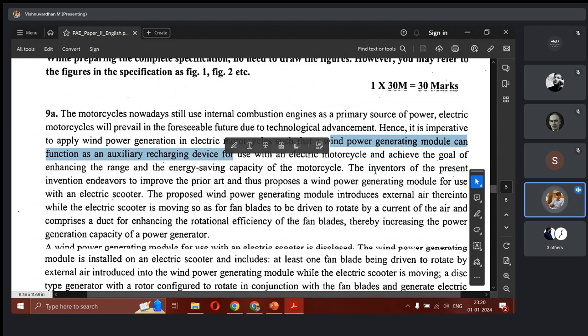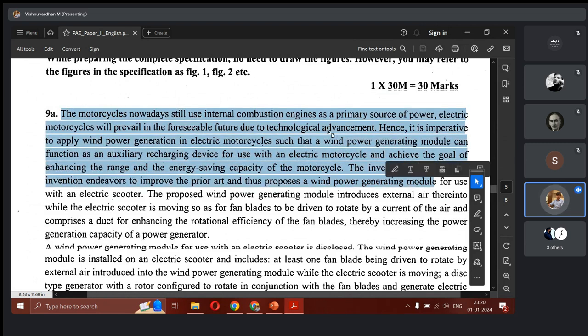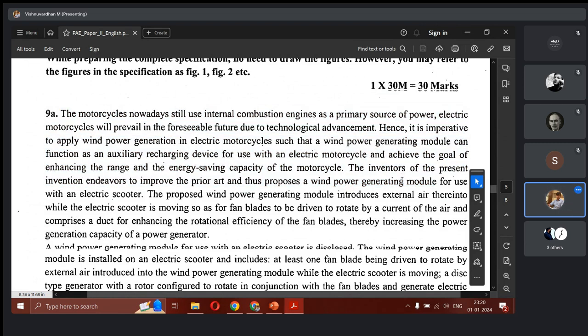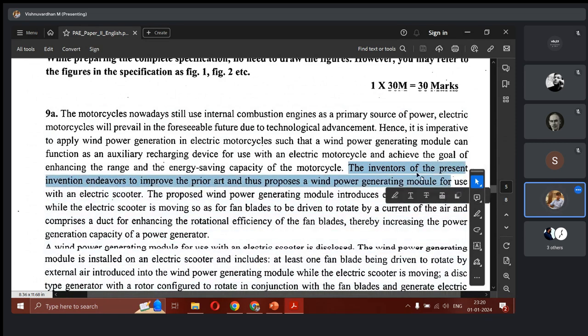Okay. So the inventors of the present invention endeavor to improve the prior art and thus propose a wind power generating module. So this whole thing became your background because they're telling you what exists and what is the future. And then they've given you the objective also, what problem your inventor is looking to solve for use with an electric scooter. Cool. The proposed wind power generating module introduces external air thereinto while the electric scooter is moving.